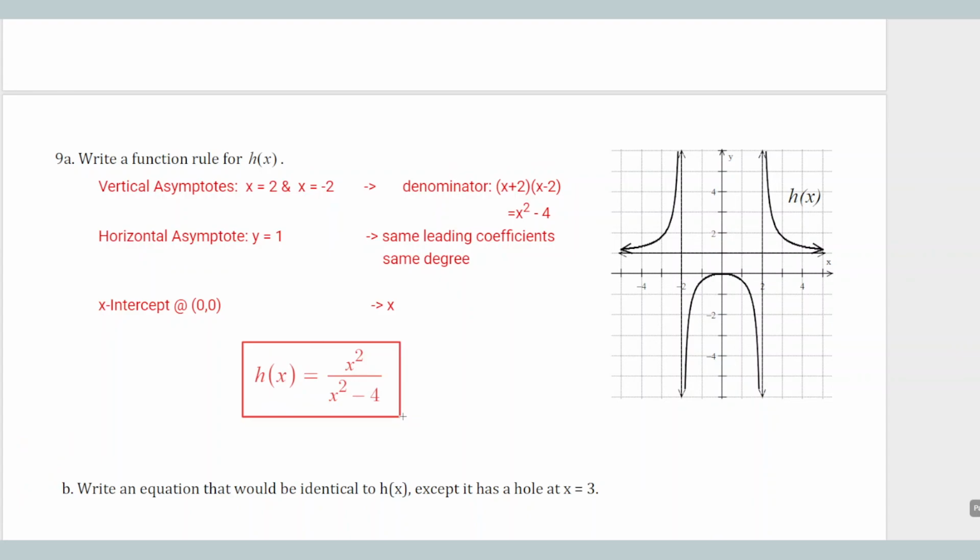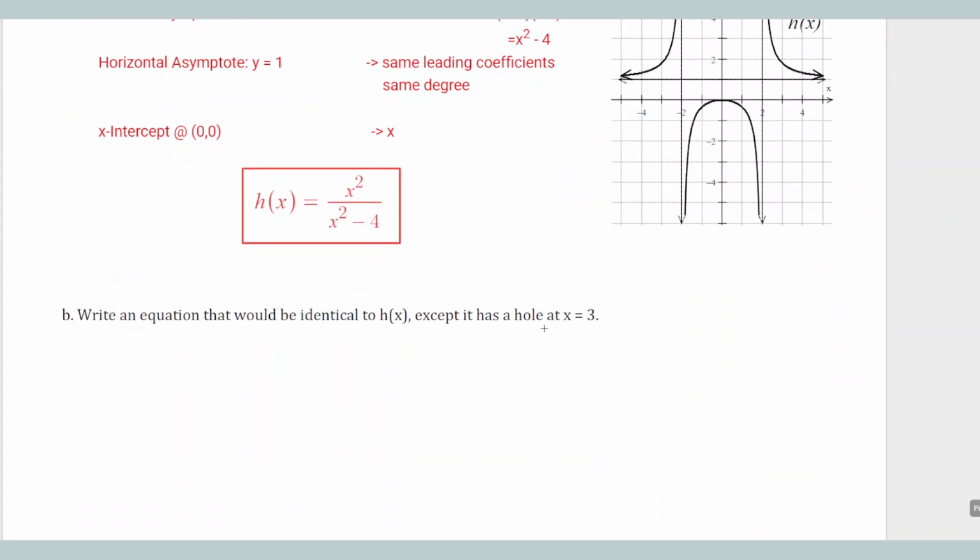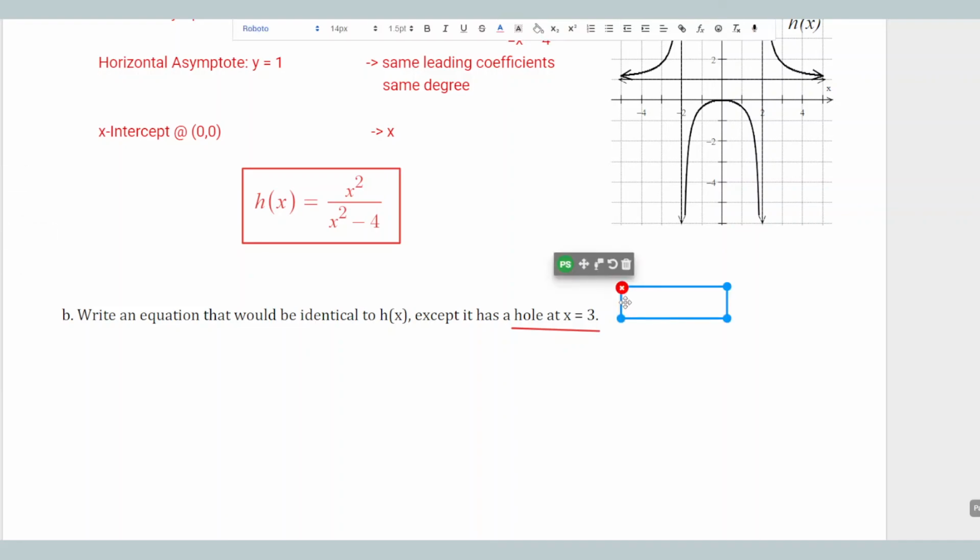Now, part B here says we want an equation that would be identical to this, except it has a hole at x equals 3. So the fact that it has a hole at x equals 3 tells me that there should be a factor of x minus 3 in the numerator and denominator. Am I spelling it right this time? Denominator, yeah, okay.